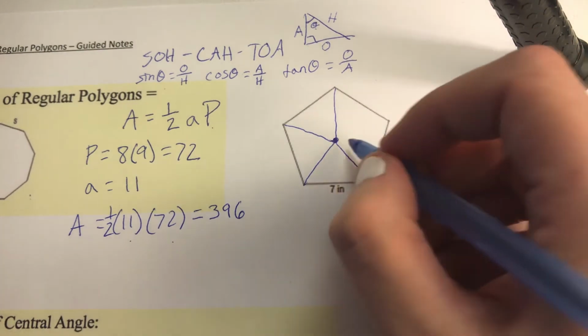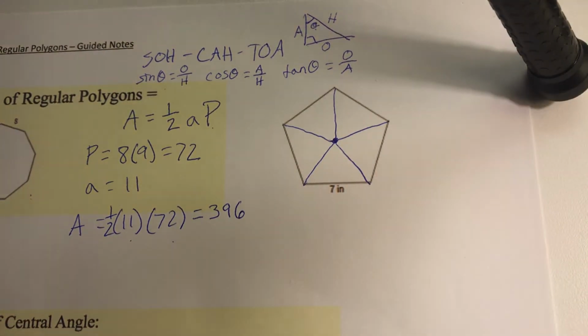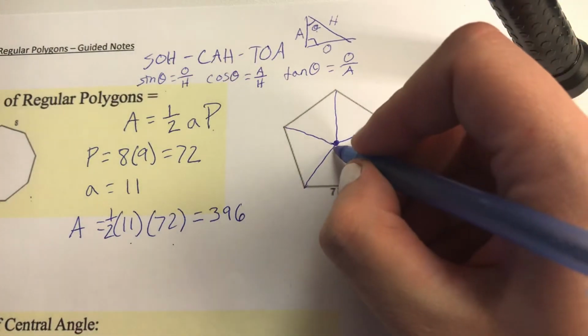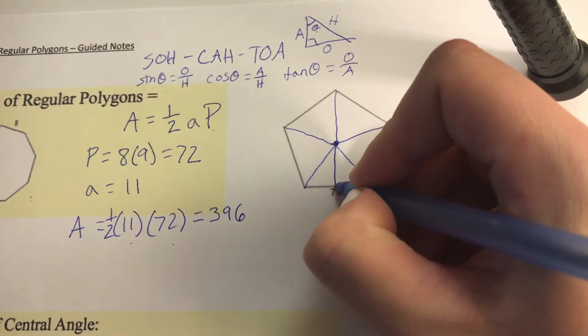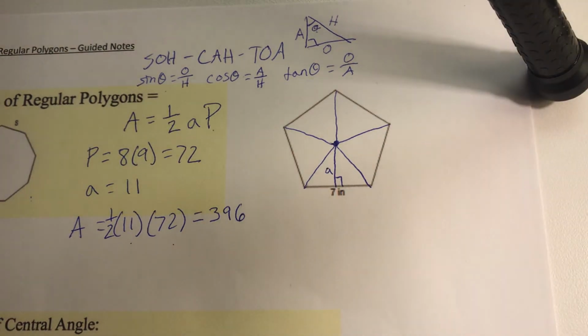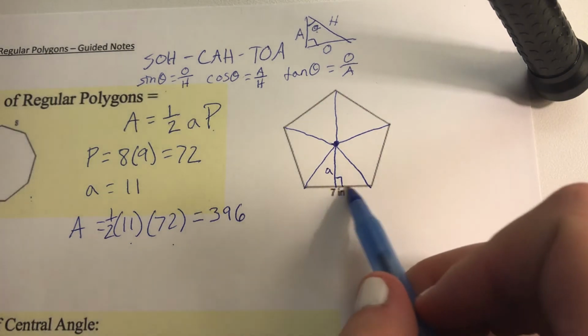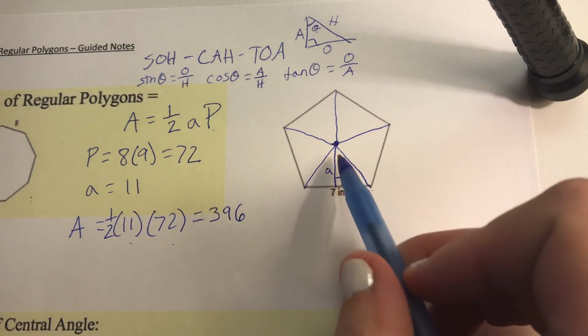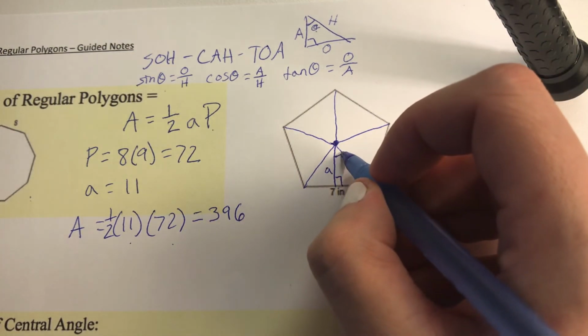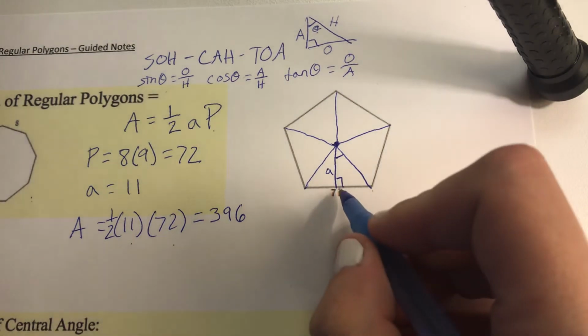Equilateral triangles. Because this is a regular polygon, all these sides are equal. So what I can also do is split each of these in half, and this is my apothem. When I do that, I can find what this can be, and then I can also find what my apothem is by figuring out what this angle is. But let's find this side first.